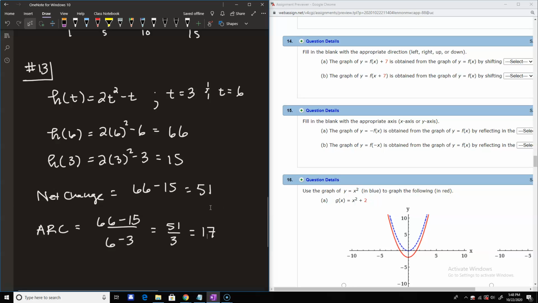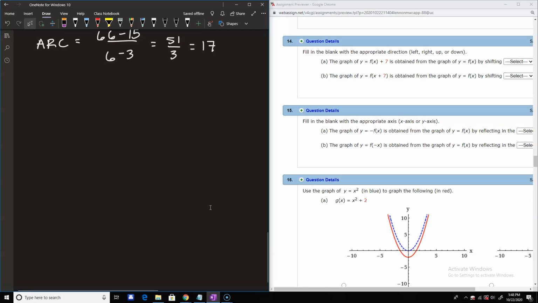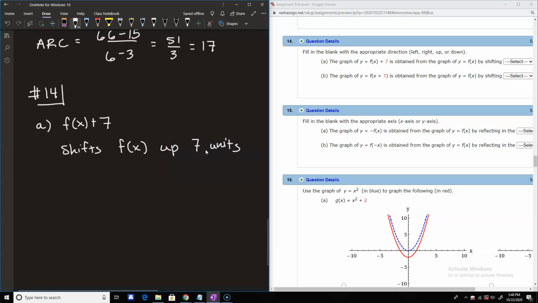Okay, number 14 and 15 are good things to know with our transformations. Let's just remember how those work. So f of x plus 7 shifts f of x up 7 units. So that goes up 7 units.